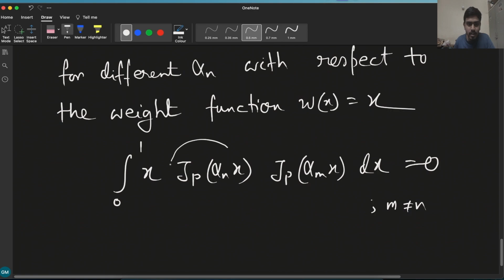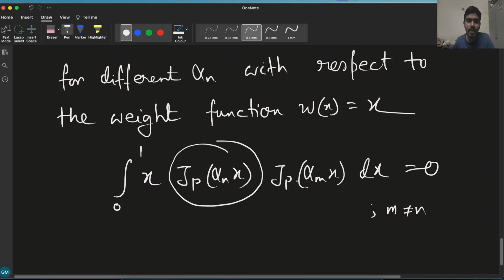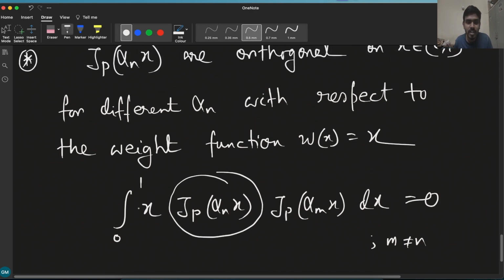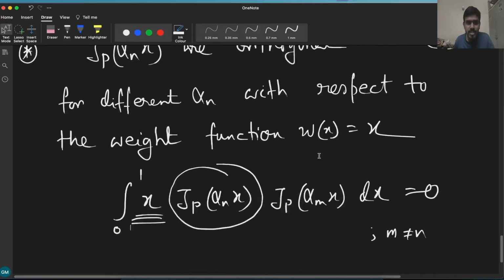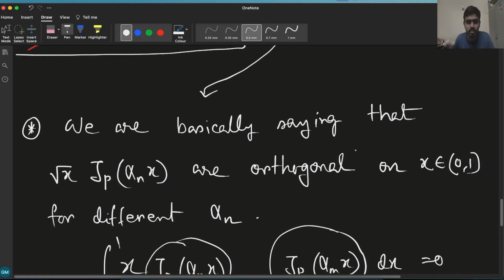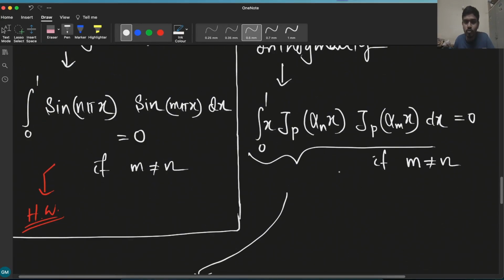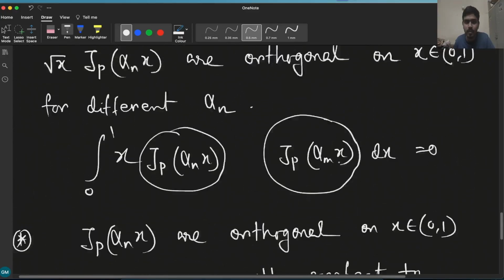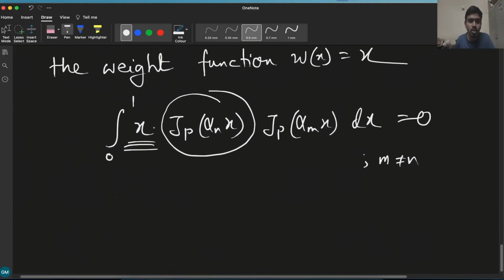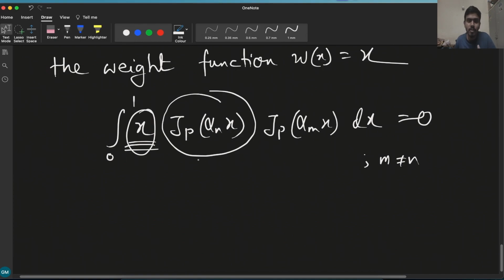So these are directly not orthogonal. This Jp(alpha n x), these are not directly orthogonal. Subjected to a weight function which is x, these are orthogonal. So it can be stated like this, or it can be stated like this. Now let me prove that this is indeed the case, like subjected to this weight function x, this Jp(alpha n x) and Jp(alpha m x), the inner product between them is 0 for m not equal to n.